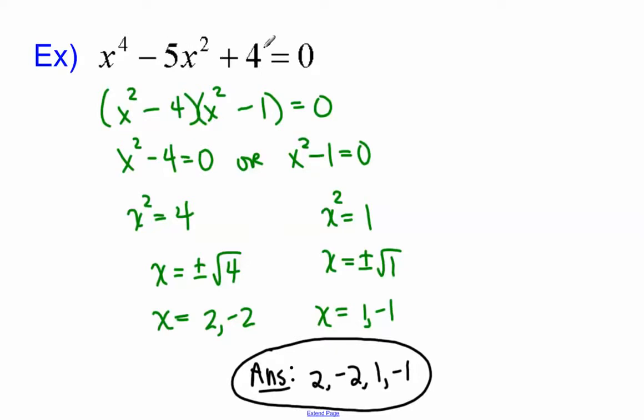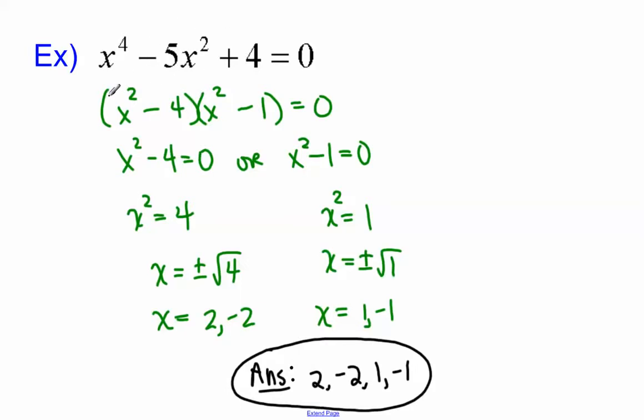Jump over the middle, go to the last, and I need something times something to get me a positive 4. Well, it could be 2 and 2 or 1 and 4. Because I'm going for a 5 in the middle, and I need both of these to be the same sign, I'm going to try the negative 4 and negative 1. That'll give me the positive here, but give me a negative 1x squared, negative 4x squared, or total of negative 5x squared for the middle.